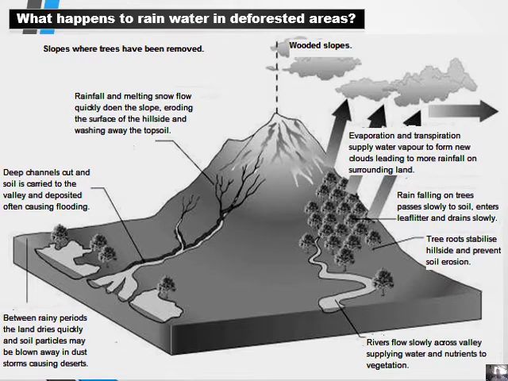We're going to start right at the top over there where it said the wooded slopes. That means that there should be trees. Let's look at what happens on the right hand side. This is if there are trees. This is why it is good. Evaporation and transpiration pool supply water vapor to form new clouds, leading to more rainfall in the surrounding areas. The rain falling on the trees passes slowly to the soil and enters the leaf litter and drains slowly, because it's almost like there's a barrier for the water. The tree roots stabilize the hillsides and prevent soil erosion, and rivers flow slowly across the valley, supplying water and nutrients to vegetation. So having trees or having plants as a whole is extremely important.